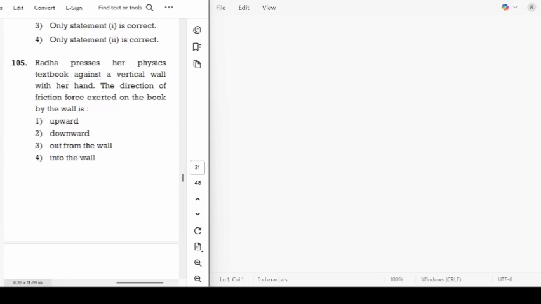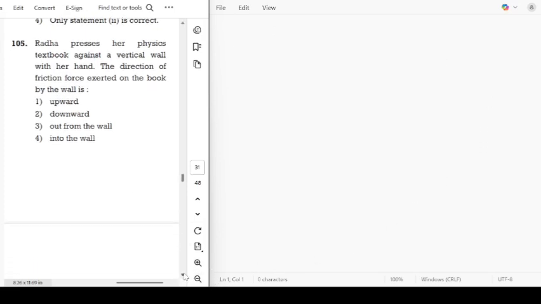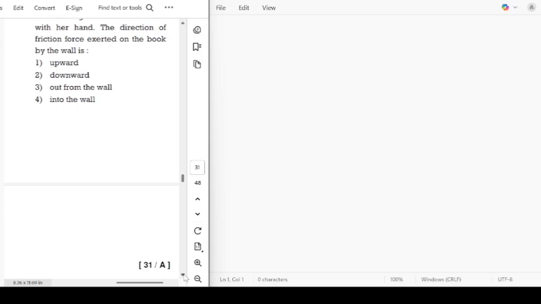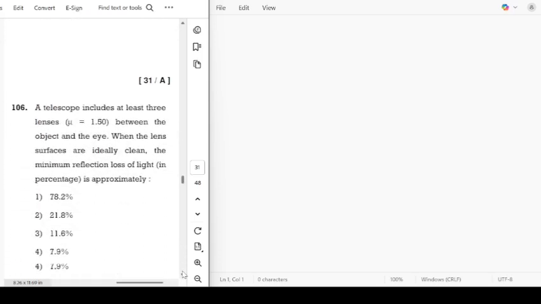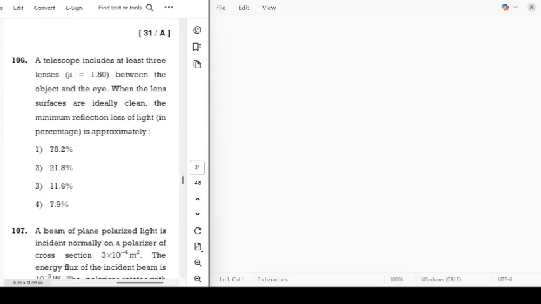Next, our question number 106 is: a telescope includes at least three lenses between the object and the eye. In our telescope, there exist three lenses, each with refractive index 1.5. When the lens surfaces are ideally clean, find the minimum reflection loss of energy.